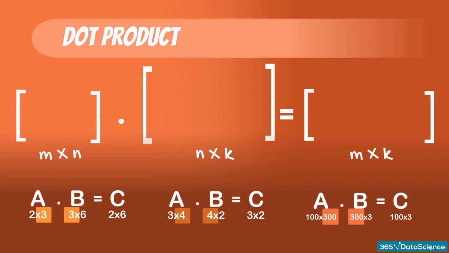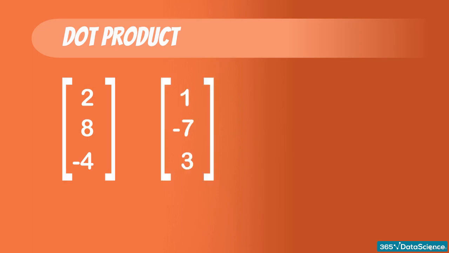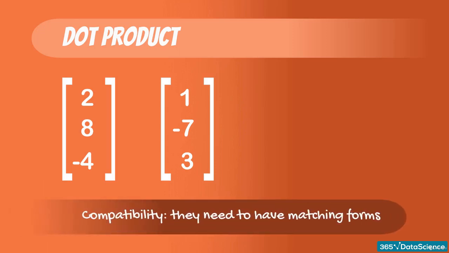Okay, now we know the compatibility measure. How do we actually multiply matrices then? Let's start with two matrices, 2, 8, minus 4, and 1, minus 7, 3. Actually, these are two vectors, or 3 by 1 matrices, right? In order to multiply them, they need to have matching forms.